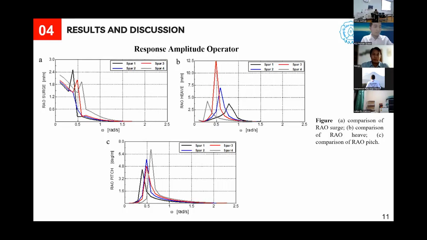For the RAO heave in figure B, spar 3 exhibited the biggest response among the other spar shapes. All motion responses on different spar shapes have different peak frequencies, which indicate the natural frequency of each spar shape in surge, heave, and pitch modes.